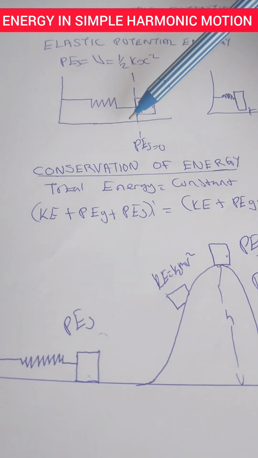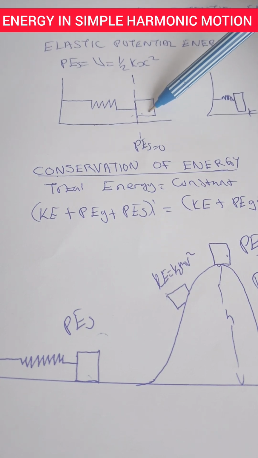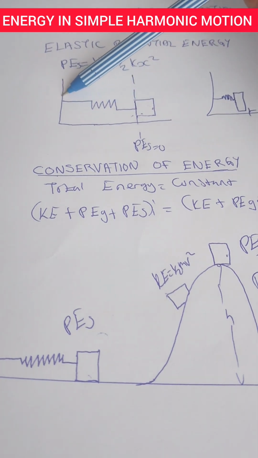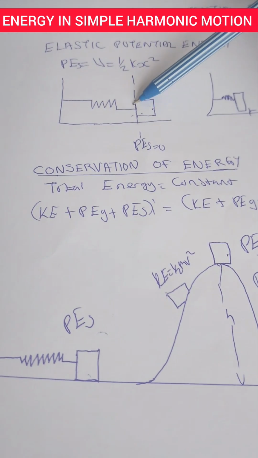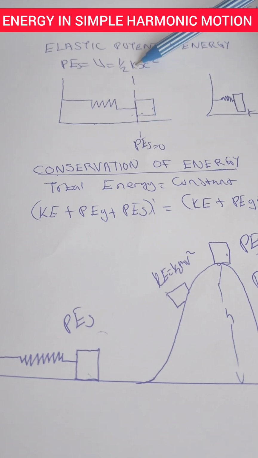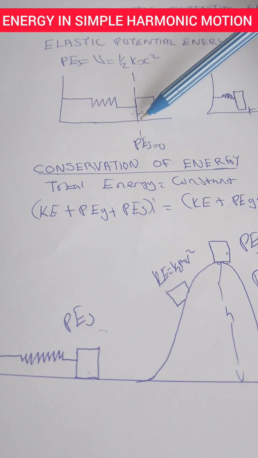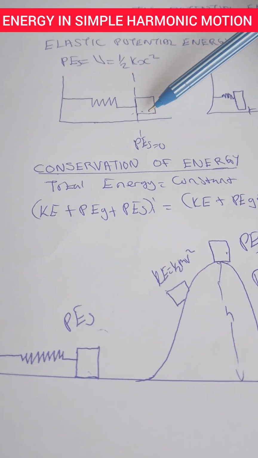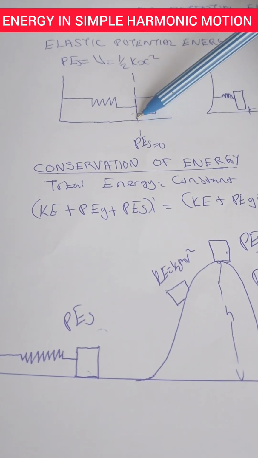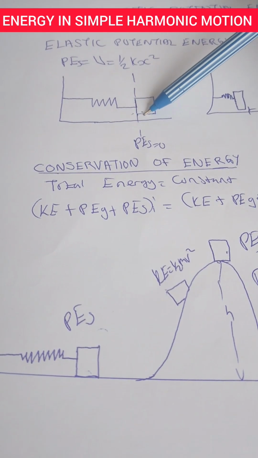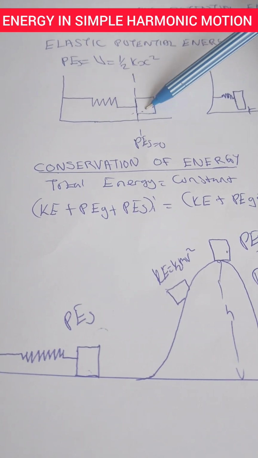Now when it reaches equilibrium, the elastic potential energy is equal to 0, but the kinetic energy is maximum, because speed is maximum at equilibrium. So that's the first point that you should know. At equilibrium, we are going to say that kinetic energy is equal to maximum.